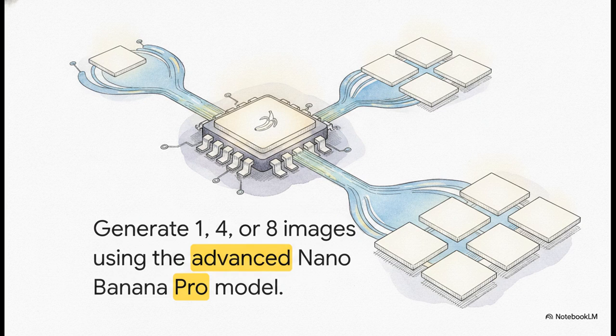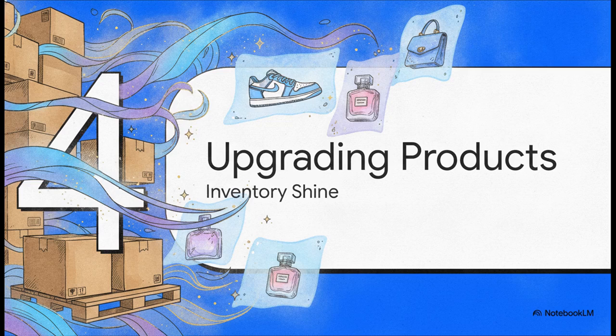And right before you hit generate, you've got total control over the volume and quality of your results. You can spin up 1, 4, or 8 images all at once to give yourself plenty of options. Plus, you can select your preferred image model, like the Advanced Nano Banana Pro, to make absolutely sure you're getting that high-fidelity photorealism.